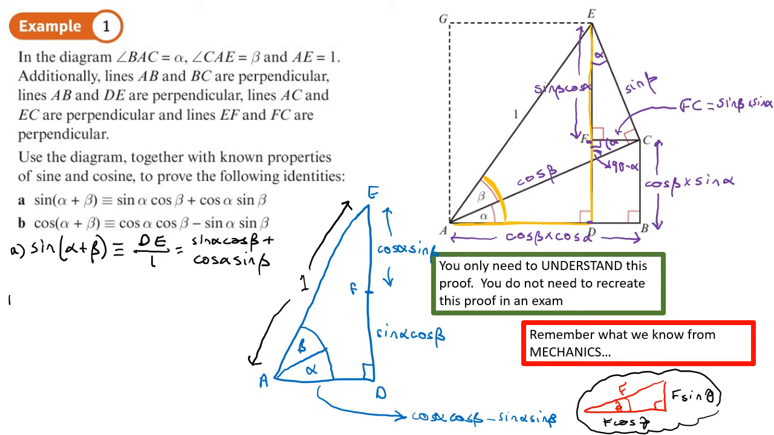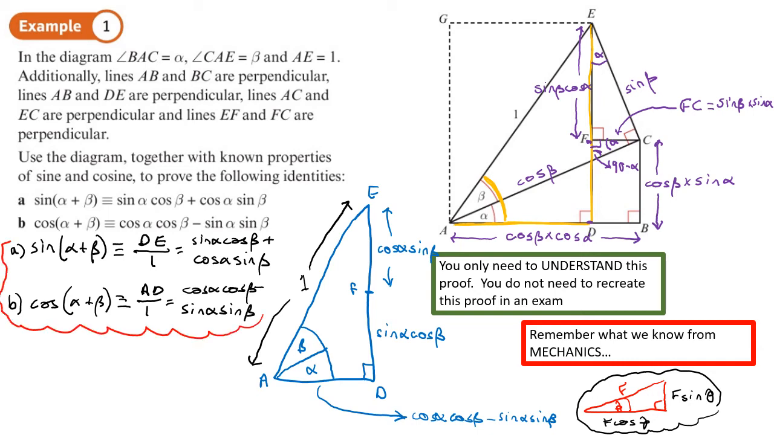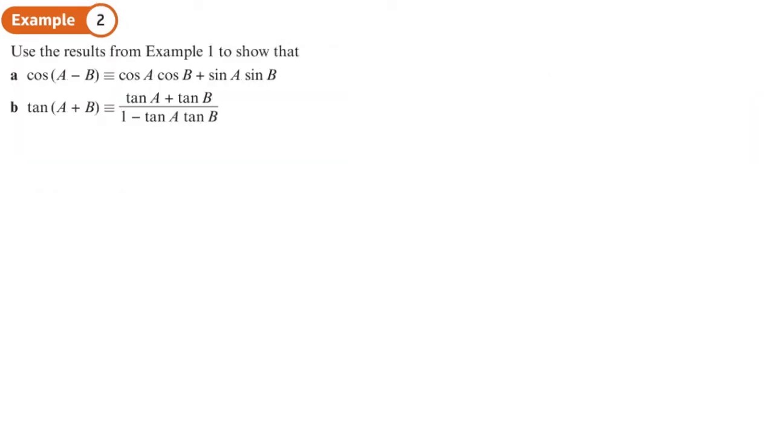So that's done. And then in part B, the cos of the angle alpha plus beta is equivalent to the adjacent, which is AD, over the hypotenuse, which is 1. Now A to D we've got, that's cos alpha cos beta minus that bit at the end we had to take off, sine alpha sine beta. So there we go, we've proved those identities. And as I said, you don't need to recreate that proof in exam, but it's there so you know where these things come from.